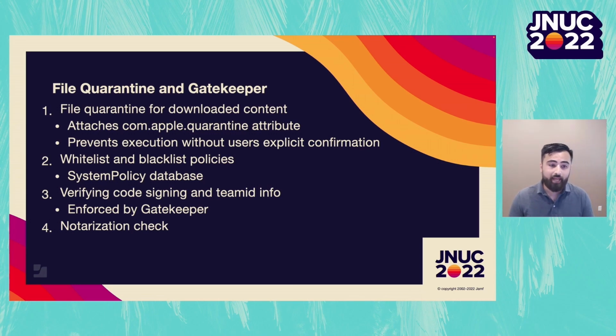There's also whitelist and blacklist policies. This is enforced through the system policy database. The LS quarantine database also plays a role in storing quarantine information from downloaded files. There's also code signing and team ID information, as I mentioned, and notarization checks, which are enforced by Gatekeeper. The quarantine attribute essentially consists of 4 elements: a flag, a date, the agent which downloaded it, the application, as well as a UUID, which corresponds to the entry in the database.